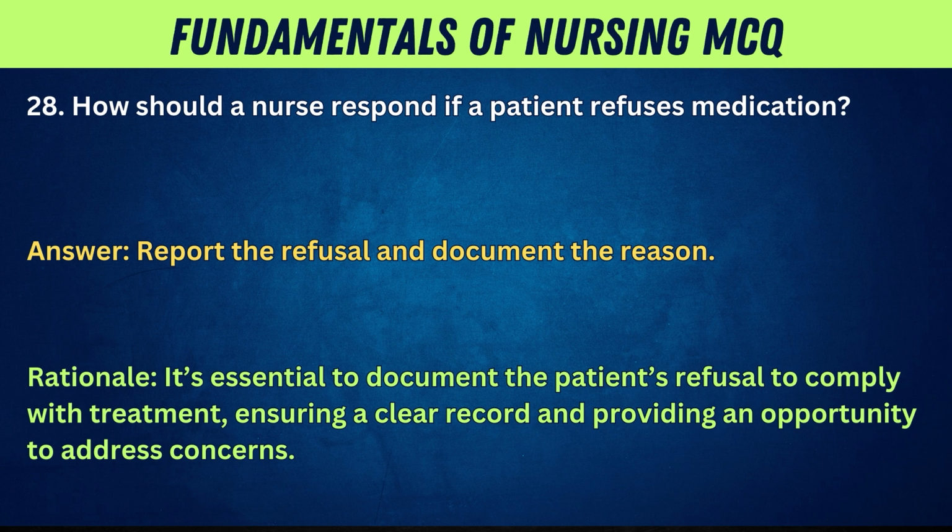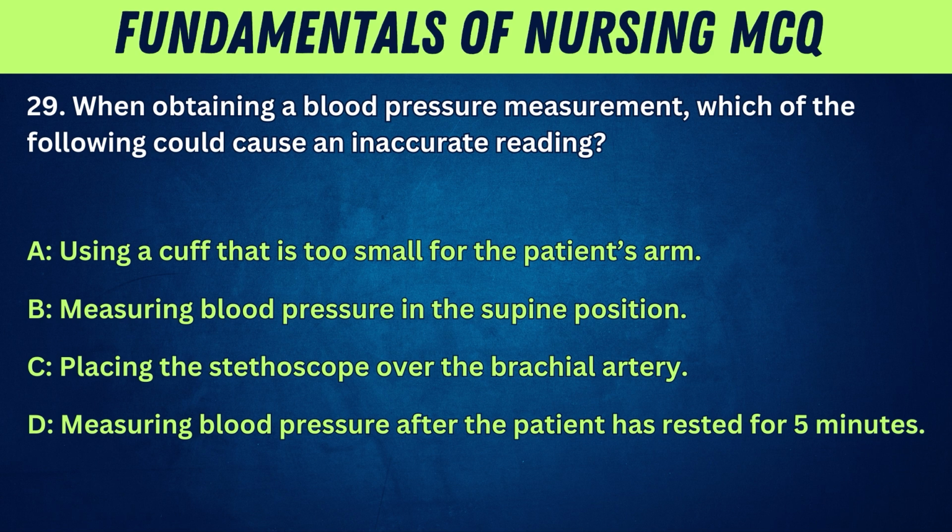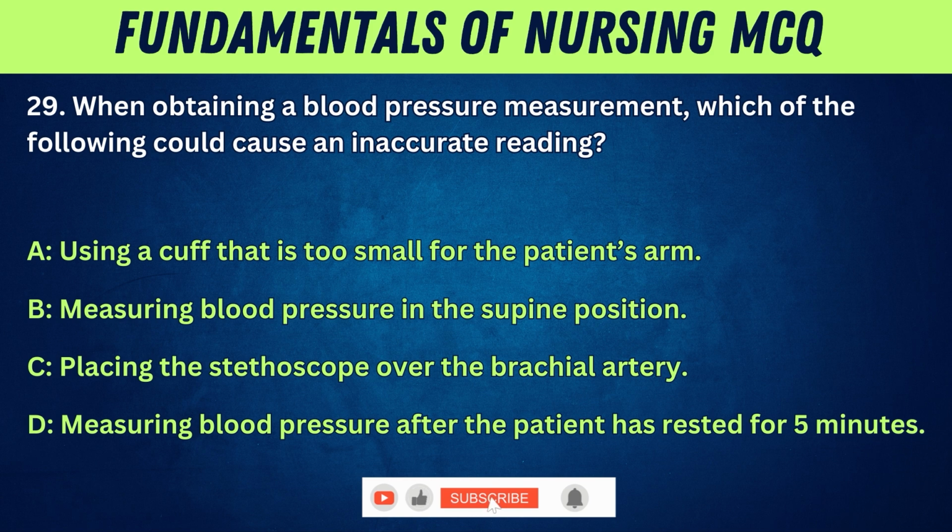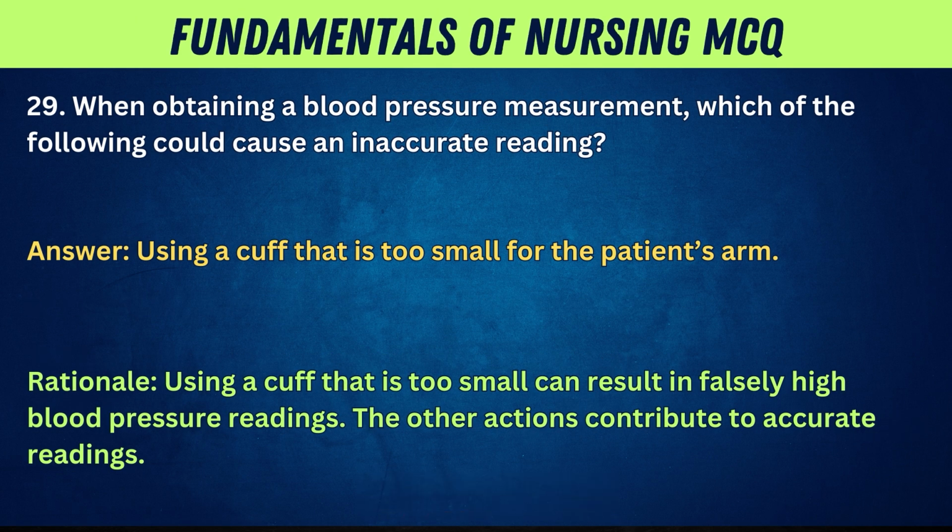29. When obtaining a blood pressure measurement, which of the following could cause an inaccurate reading? A. Using a cuff that is too small for the patient's arm. B. Measuring blood pressure in the supine position. C. Placing the stethoscope over the brachial artery. D. Measuring blood pressure after the patient has rested for 5 minutes. Answer: using a cuff that is too small for the patient's arm. Rationale: using a cuff that is too small can result in falsely high blood pressure readings. The other actions contribute to accurate readings.